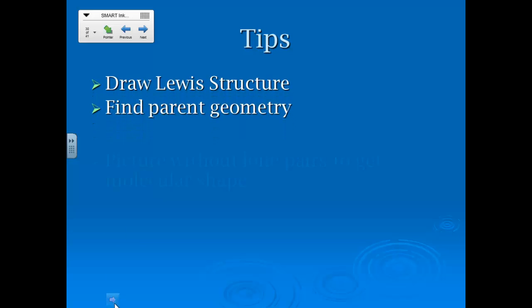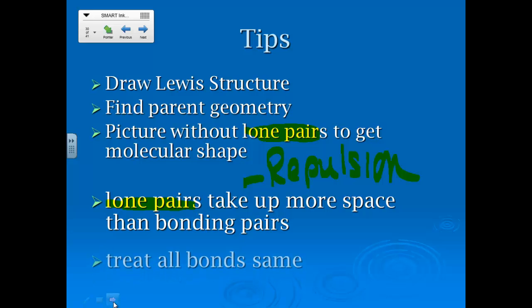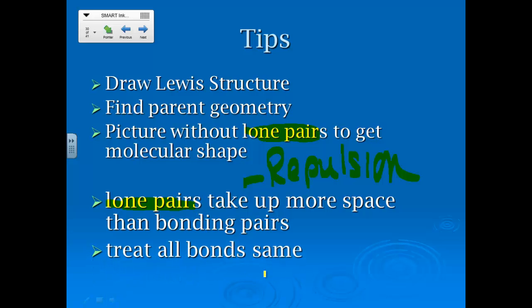Alright, now a couple of tips. Draw the Lewis structure, find the parent geometry, picture without the lone pairs to get the molecular shape if you want to. The lone pairs will take up more space than the bonding pairs because of the repulsion. Okay, that's the big ticket one on there. Treat all bonds the same, meaning that a double or triple, it does not matter. It still only counts as one bonding group.